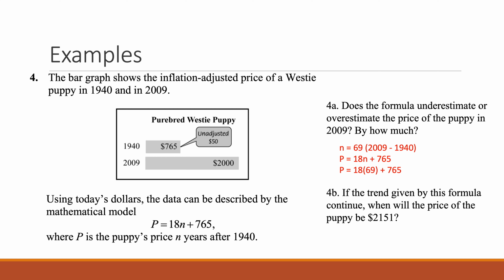18 times 69 plus 765. Now, this is just evaluating a formula. We're not adding and subtracting something to both sides or multiplying or dividing, because everything's on one side. 18 times 69, plus 765 is 2,007. So the bar graph underestimates by $7. The bar graph says 2,000. It's really 2,007.